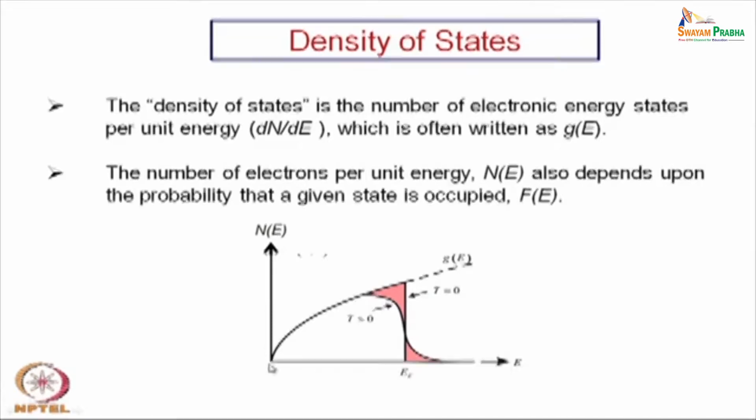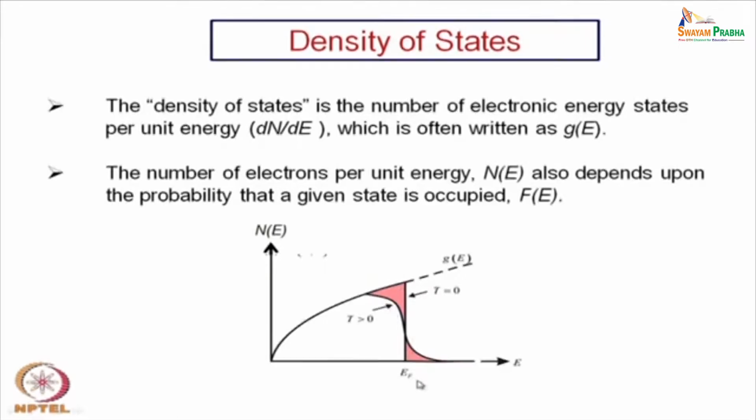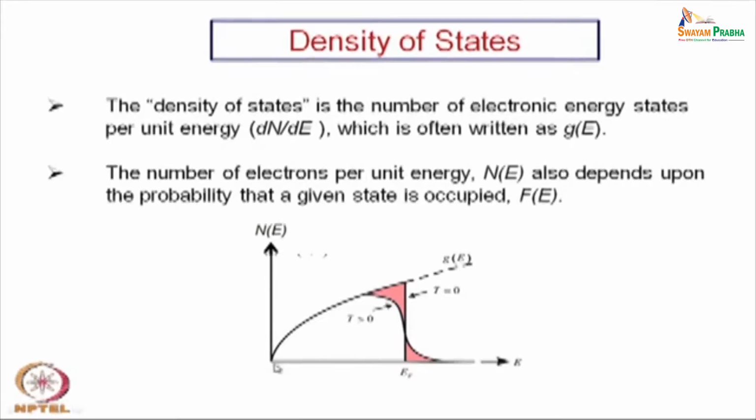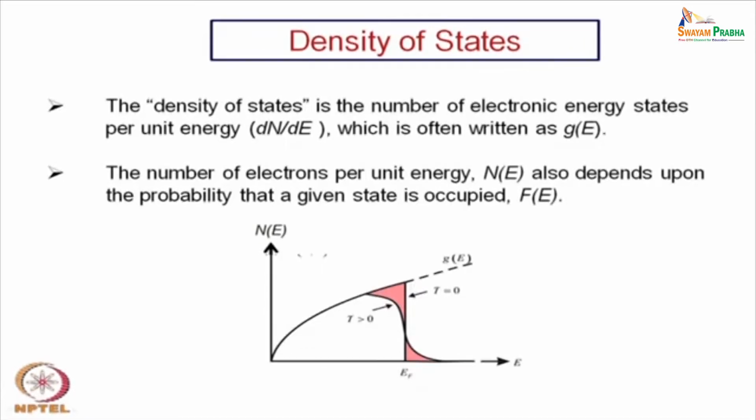If you plot this, then this also becomes a parabolic function, and here it will be the EF. What we have plotted earlier is basically a probability, and here it is the actual number of electrons which will be available at a particular energy level. So, this has some amount of similarity with the earlier curve.